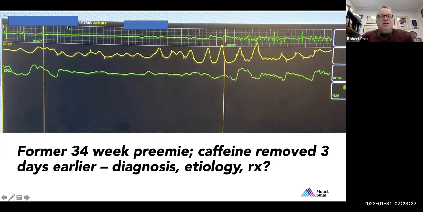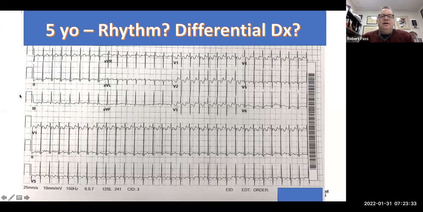So it's an interesting tracing, scary looking, but all right. This is a 5-year-old. And the question is, what is the rhythm and what is the differential diagnosis? And I'm going to call upon Dr. Bonsall.